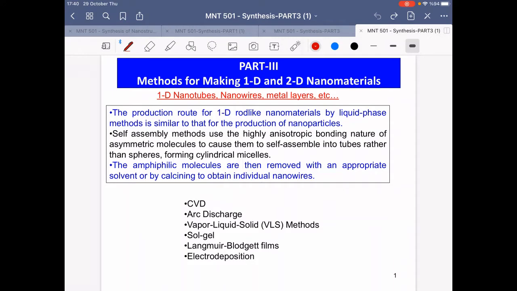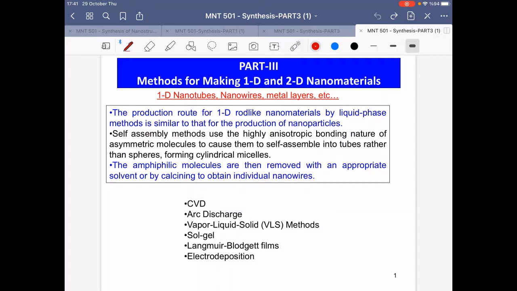Okay, and this will be the last part of our synthesis methods for nanoparticles, one-dimensional, two-dimensional nanomaterials. In this section, we're going to cover mostly the 1D, 2D nanomaterials, where we will focus more on the techniques to make thin films and nanowires.